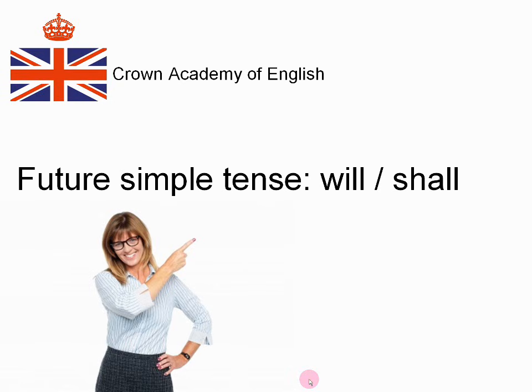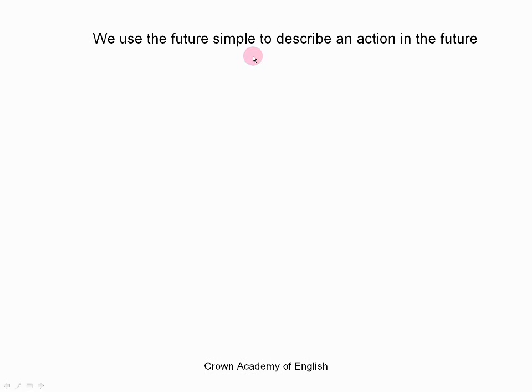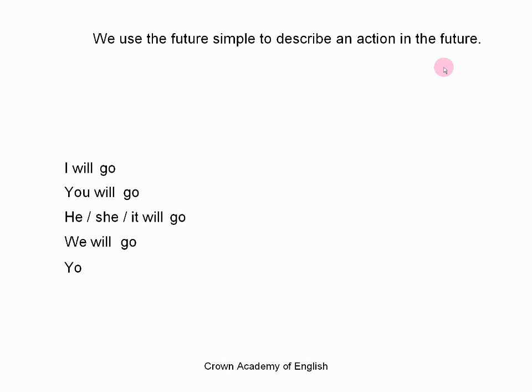The future simple tense. So let's get started. Well, we use the future simple to describe an action in the future. Okay, so let's look at the structure. So, I will go, you will go, he, she, it will go, we will go, you will go, and they will go.